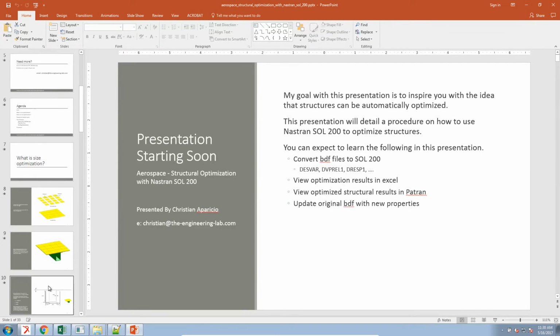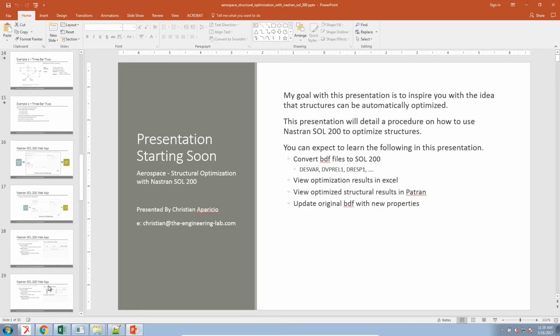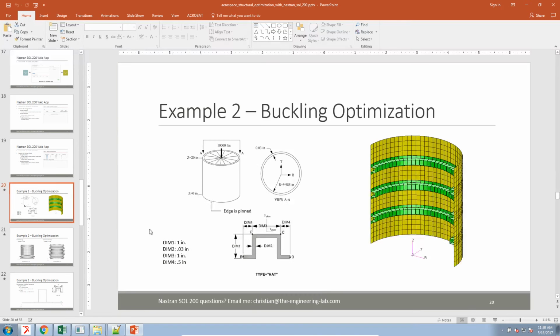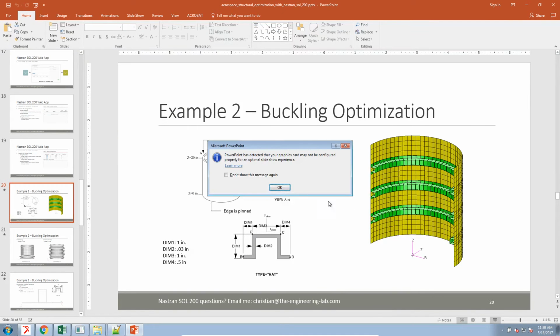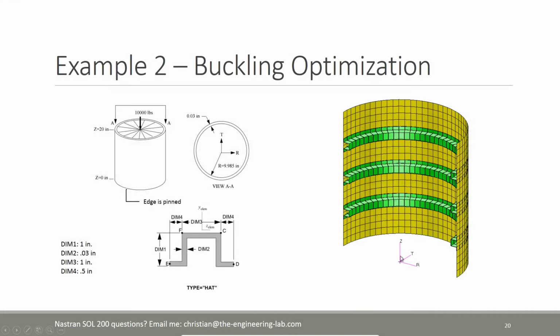This one's a very complex example. This one is having to do with buckling. Again, you can optimize for statics and buckling with Nastran Solution 200, so I thought this was a good example to cover next. This, I suspect, will take the remainder of the hour, possibly an additional 10 minutes.